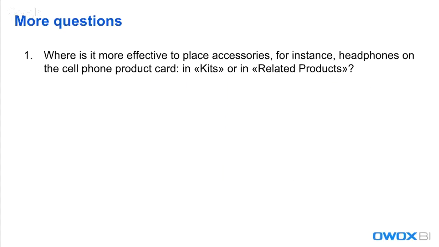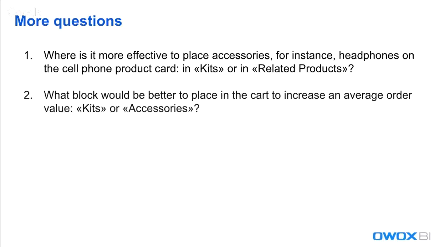Okay, guys, let's move forward. There are more questions that you can answer using product blocks and page types as a custom dimension. For example, what is the most effective place for headphones or cell phones in kids or related products, or what blocks would be better to place in the cart to increase order value, for example, in kits or in accessories. So now we're going to talk about custom dimensions.